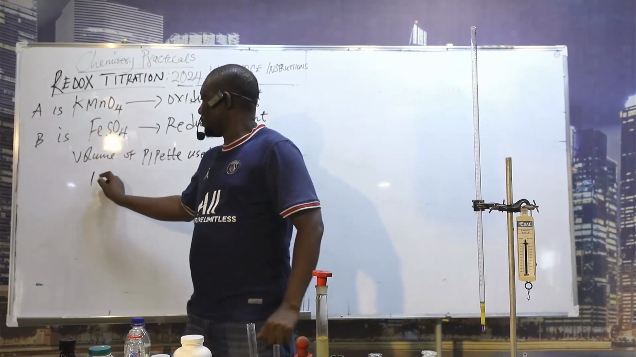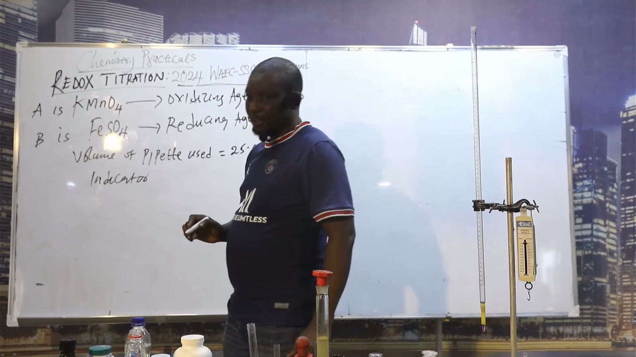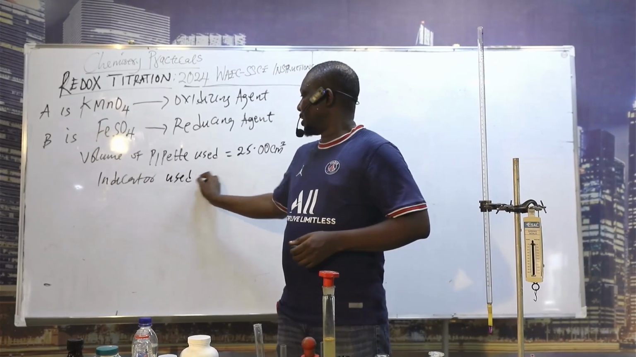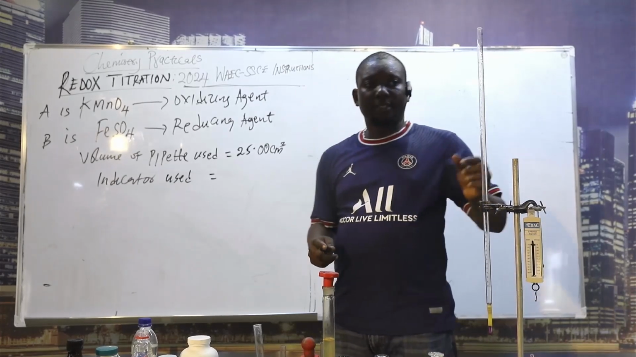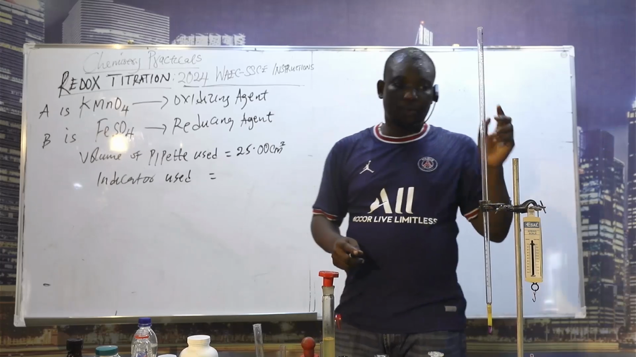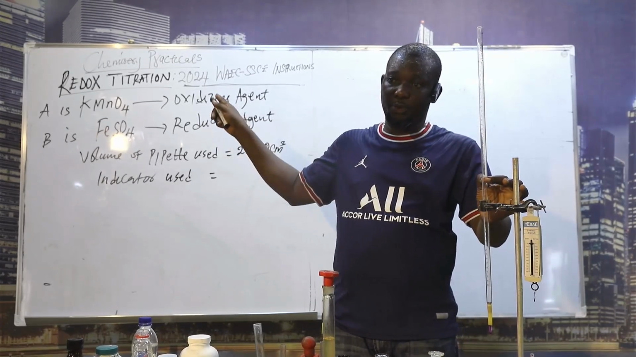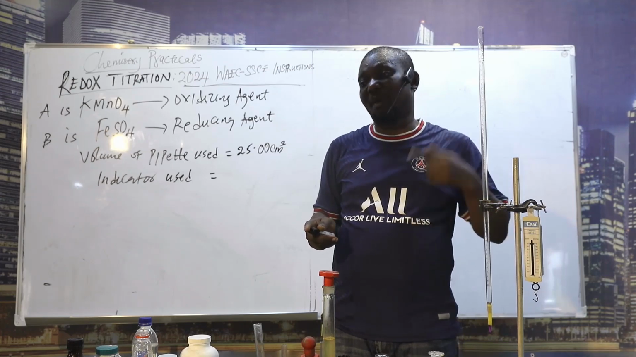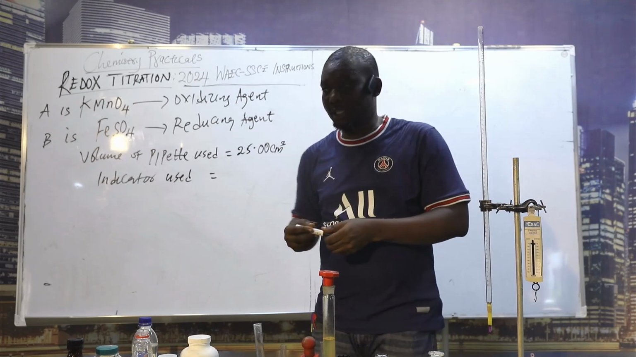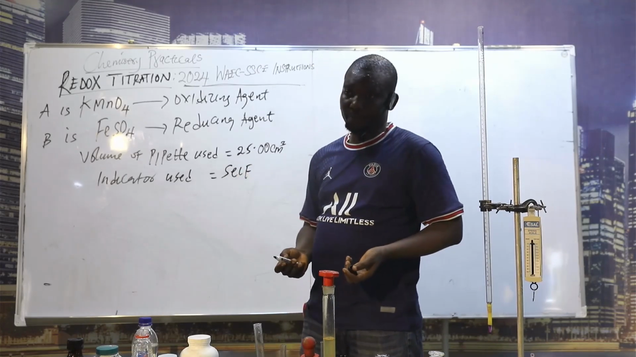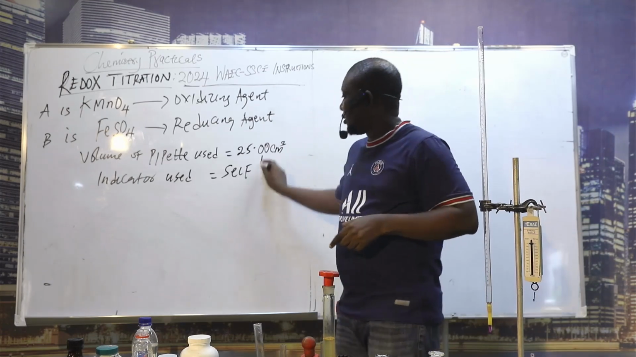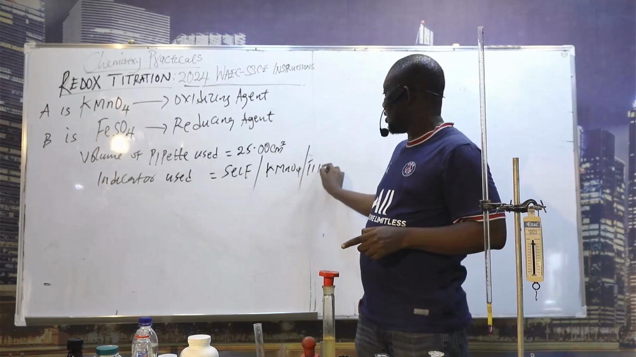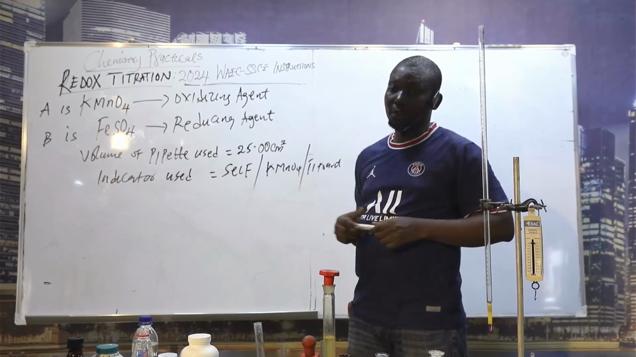And then in this titration, it does look like there is no indicator. Yes, there is no indicator, but there is one solution here that performs 2 functions in this titration. It is the KMnO4. It's going to act as oxidizing agent and at the same time as indicator. So the indicator is itself, that is self-indicator. The indicator is KMnO4, or it can also be referred to as titrant. So any of this can go.